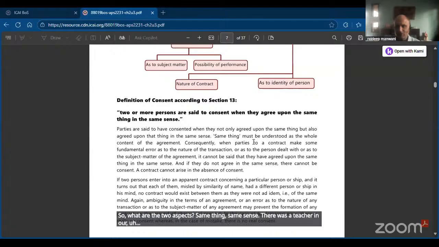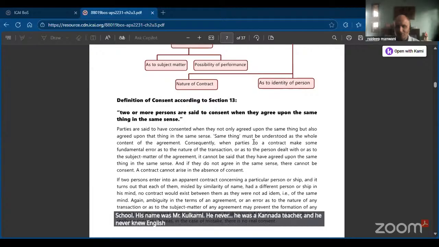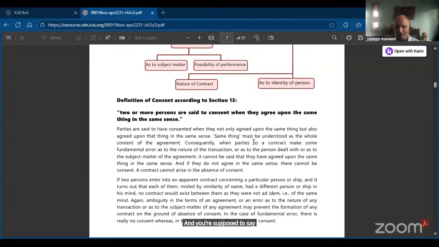There was a teacher in our school. His name was Mr. Kulkarni. He was a Kannada teacher and he never knew English possibly. So you know how he used to scold us? He used to say, hey, you Pranav, you nonsense of India. Yeah. I heard nonsense. First time I had heard nonsense of India. What nonsense of India? Yeah. Okay. Let's go to the next one. So I remembered same thing, same sense. I remembered this teacher of mine.